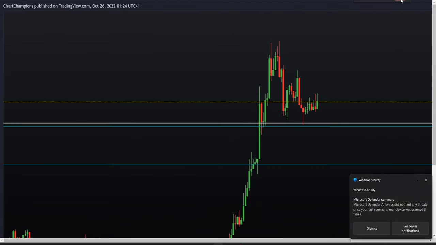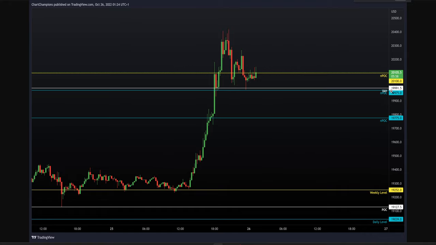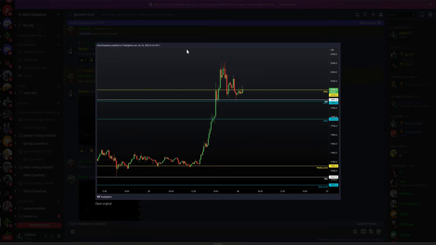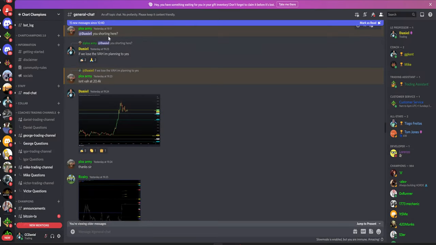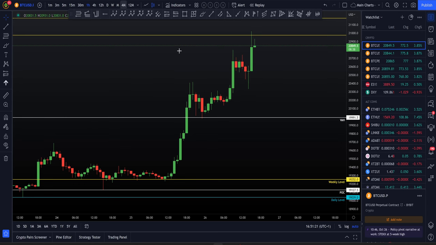Okay, let's just bring this back out to normal view. Value area high, $19,991. Okay, so really simply, I'm asked the question, am I going to short here? I say, if we lose the value area high, yes. What happened in the end? We never lost the value area high. We actually back tested it once again, very perfectly, for another continued move to the upside.